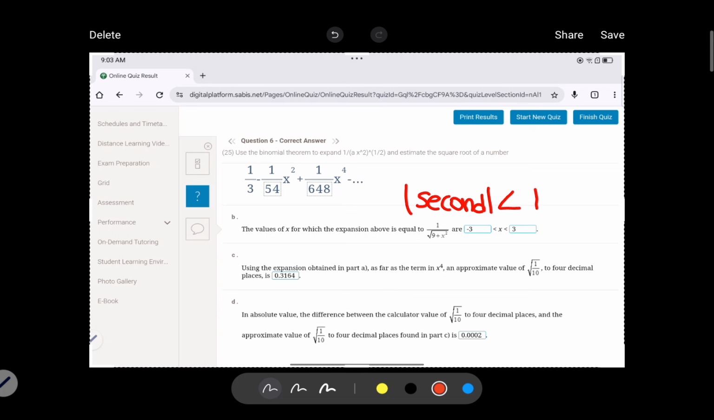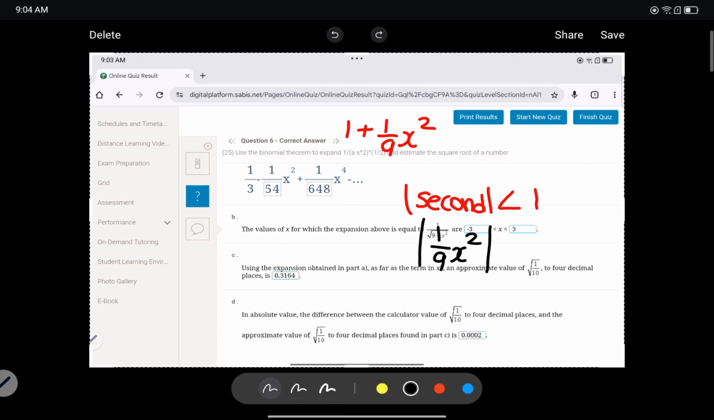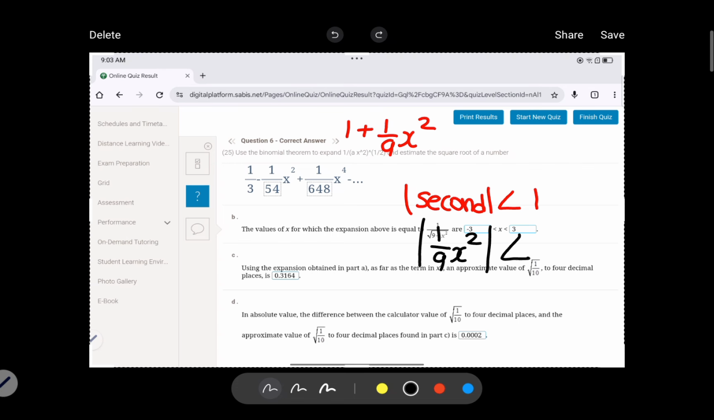You know how we did the big expansion thing and we got 1 plus 1 over 9 x squared? We're only going to take the second term. So this is what you're going to do: 1 over 9 x squared, and you need to put this, okay, less than 1.